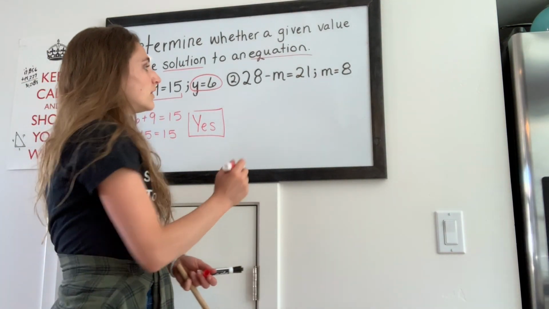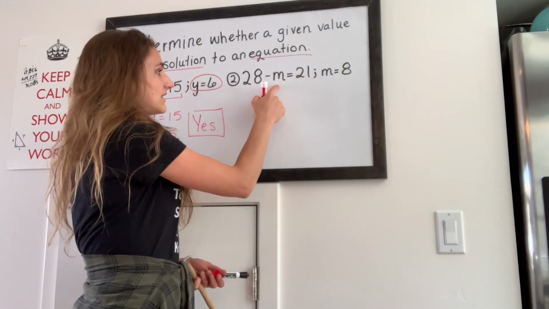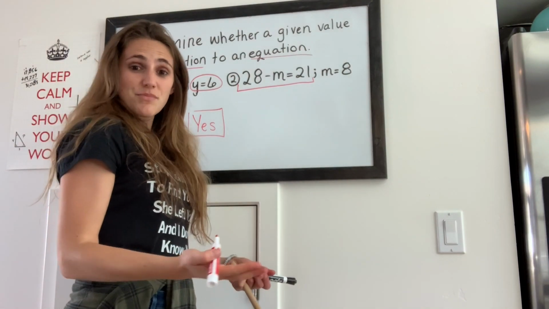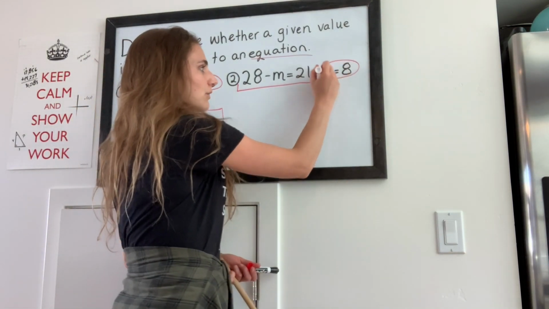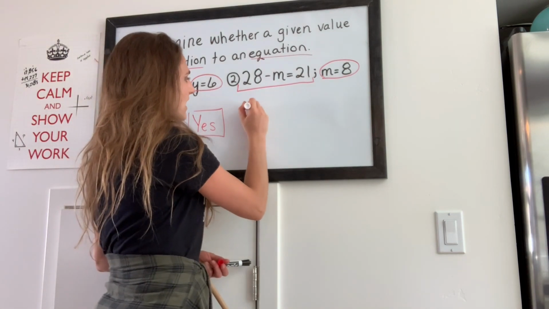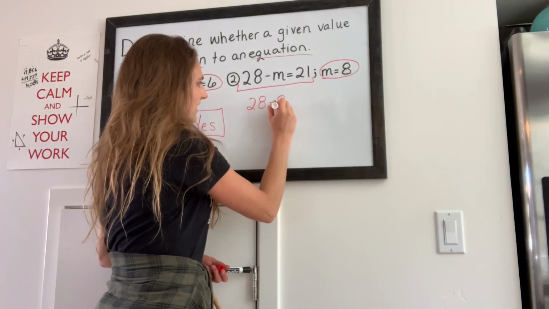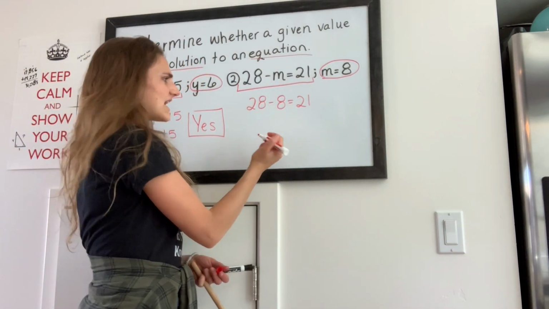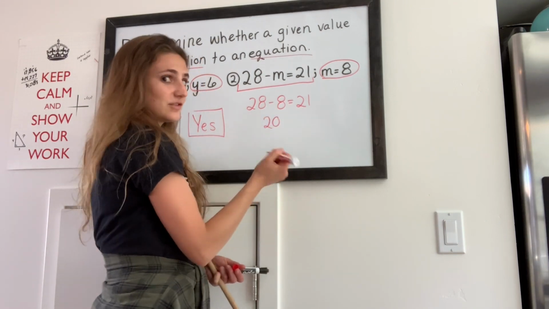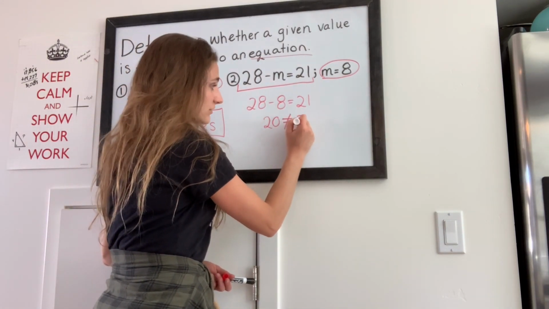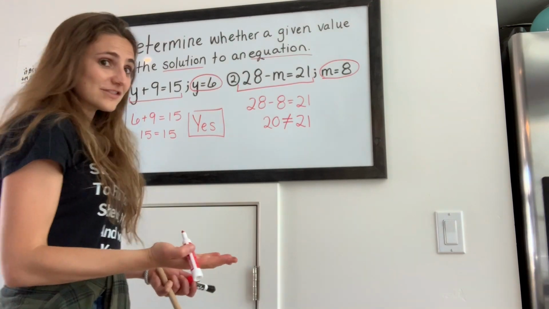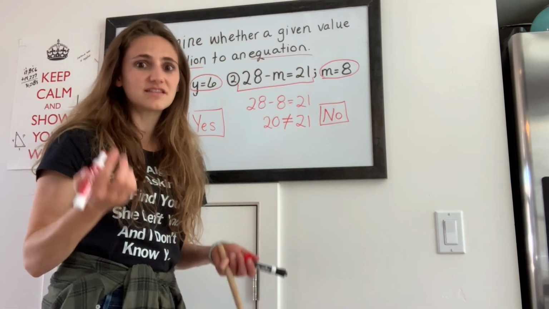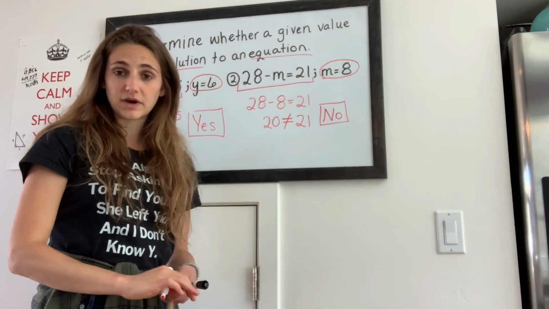Let's look at number 2. We have our algebraic equation 28 minus m equals 21. Instead of writing m, though, I'm going to plug in the given value, which is 8. So I have 28 minus 8 equals 21. Well, 28 minus 8 equals 20. 20 is not equal to 21. So my answer is no. M equals 8 is not a solution for this algebraic equation.